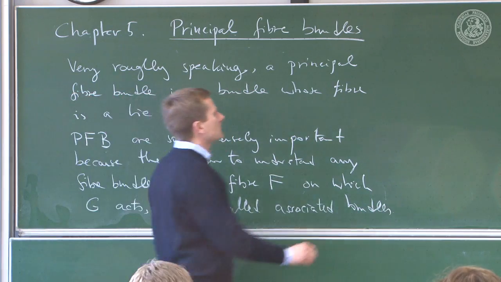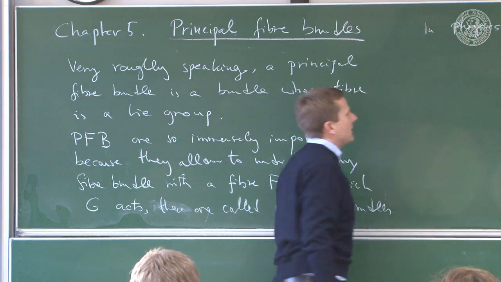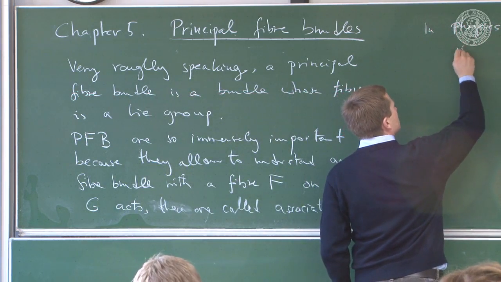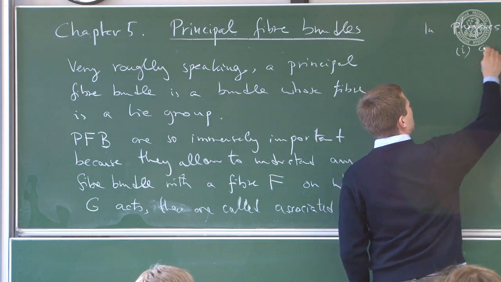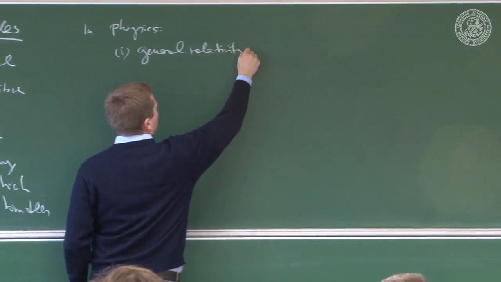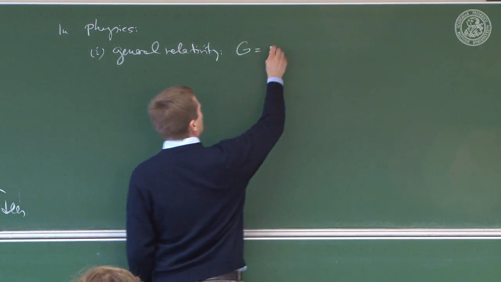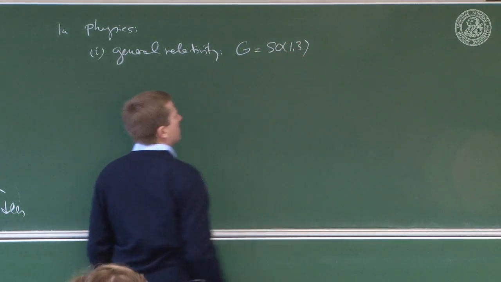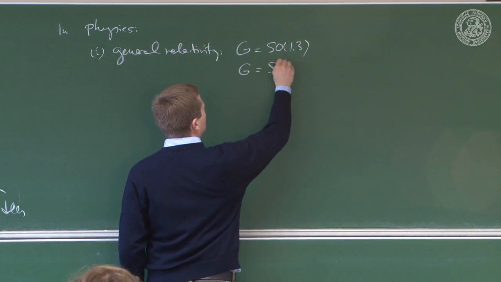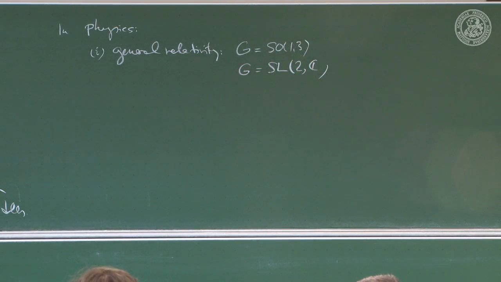And in physics, fiber bundles are really ubiquitous. They appear everywhere. To just mention a few examples, for instance, in general relativity they appear, and the fiber is given by the SO(1,3) Lorentz group, or if you consider spinors, by SL(2,C), which is the double cover of SO(1,3).